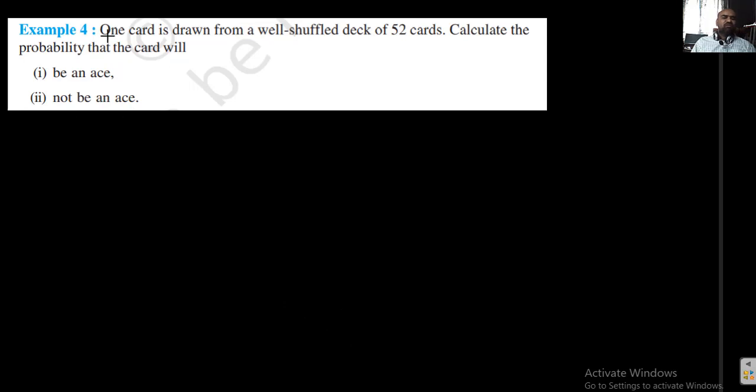Students, one more example. One card is drawn from a well-shuffled deck of 52 cards. Calculate the probability that the card will be an ace. Required probability P of E equals the number of aces, which are 4 only, by total 52. That is equal to 1 by 13.